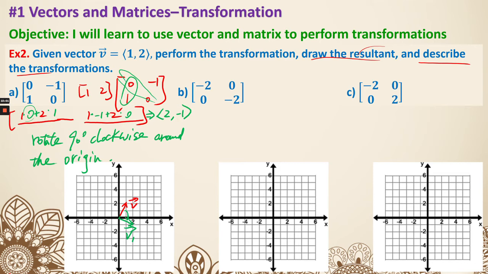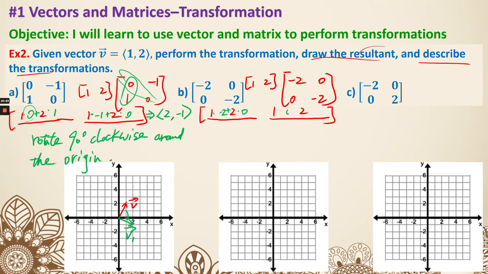For question B, same thing, [1, 2] times [negative 2, 0; 0, negative 2]. Let me do the multiplication: 1, 2, 1, 2. That gives me negative 2, 0 here, multiply, add, and 0, negative 2, multiply, add. So we are going to get negative 2, comma, negative 4.